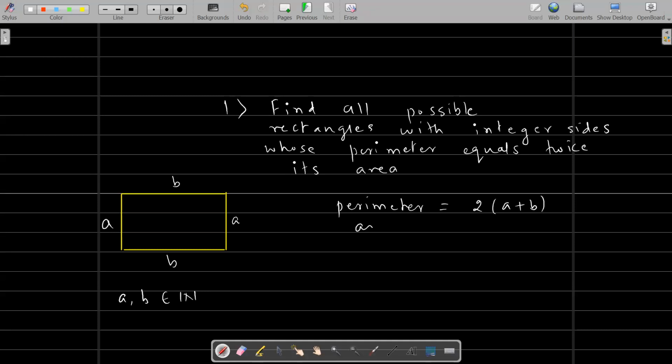And what is area? Area is length into breadth. So that is A into B. So basically the given condition says that the perimeter is twice the area. So 2 times (A plus B) is 2 times AB.